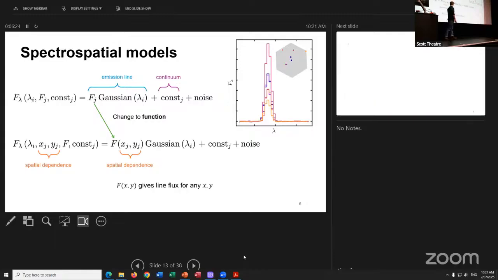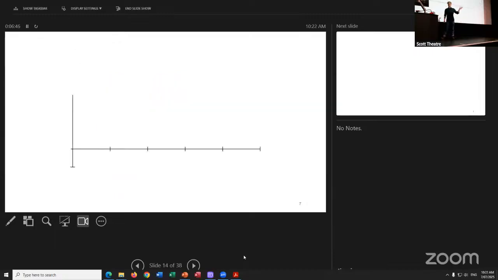And so in this case, that function's giving you the flux, but in general, you can do this for any quantity that would be in your spectrum model. So you could do the redshift, or the line widths could be continuous on the sky as well. And in the results I'm showing, that's what we've done. But I haven't told you how we're going to do this yet. So this is where Gaussian processes come in.